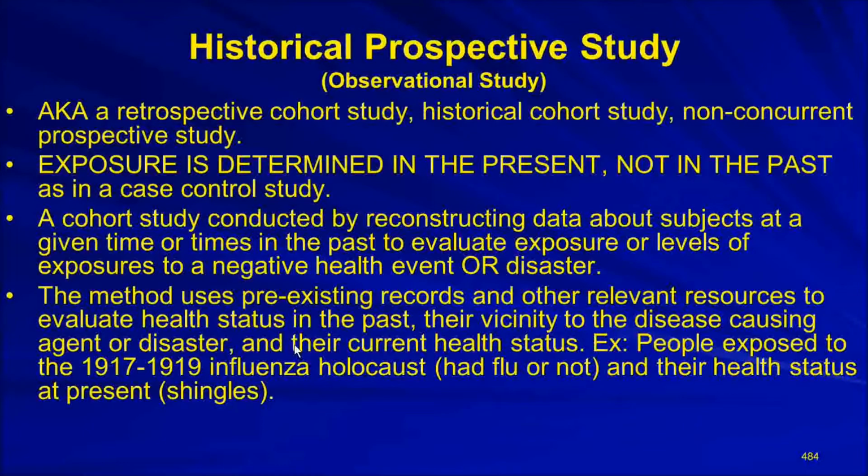So we look now at the present, we say, okay, who had exposure to the 1917 through 1919 influenza pandemic, okay? We identify those folks. Then we go back and look at their medical records to verify that they in fact had exposure, had influenza, and then we go to the present to see what health factors or risks were discernible.